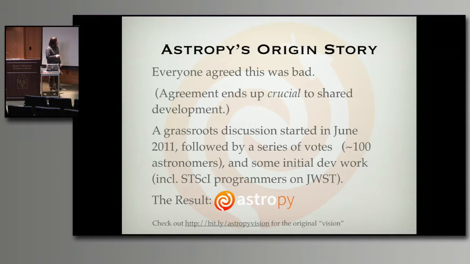So everybody agreed this was a problem, and everyone understood this problem needed to be solved, and that time the question was asked, the result was a real effort that turned into the Astropy you see today. It began as sort of a grassroots discussion on the mailing list of, okay, how are we going to work together on this? And then a series of votes by some 100 people, and then critically some initial development work on the sort of plumbing stuff that a lot of people don't really want to do by Space Telescope programmers, working in many ways on building the underpinnings for JWST. So that was the result, and the result of that was the Astropy project that sort of exists today.